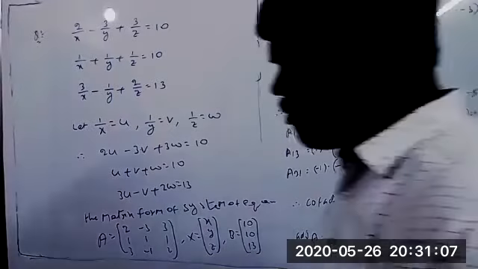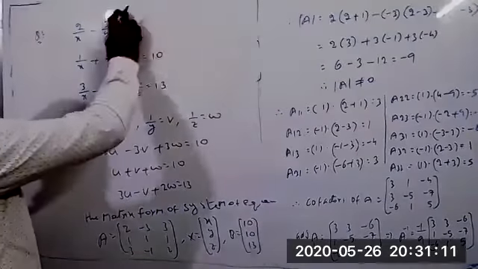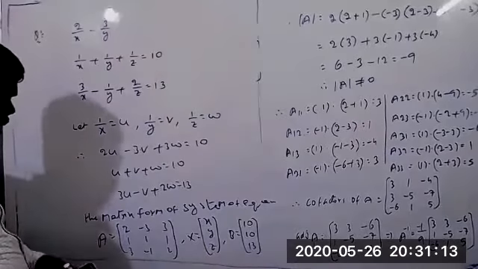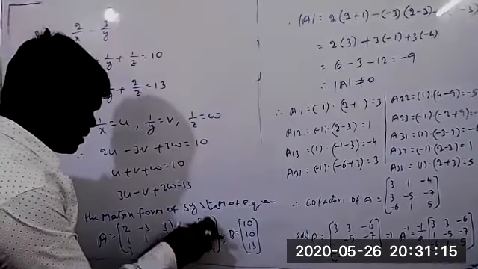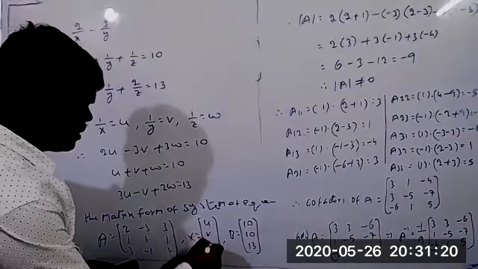Now find the values of u, v, w. You can find them now. Here, don't write x, y, z, because the variables are u, v, w now.